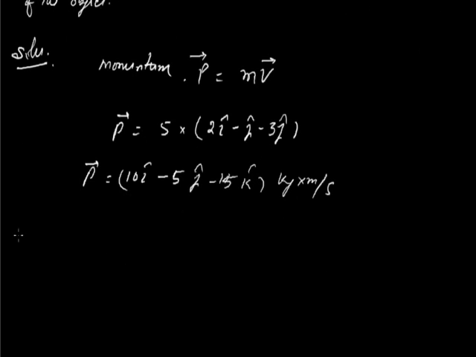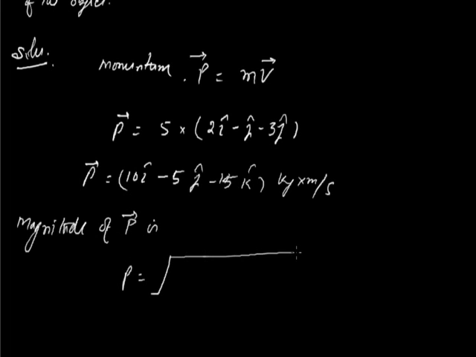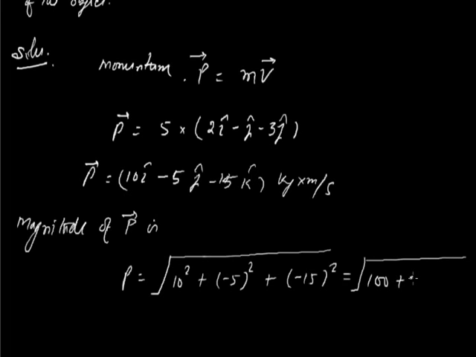We want to find the magnitude of vector momentum, the magnitude of vector P. P will be the square root of 10 square plus minus 5 square plus minus 15 square, that will be 100 plus 25 plus 225. Our P will be the square root of 350 kilogram meter per second.